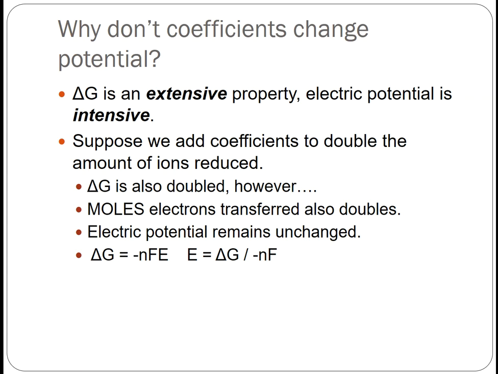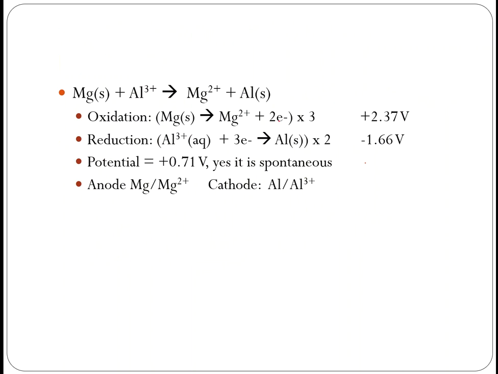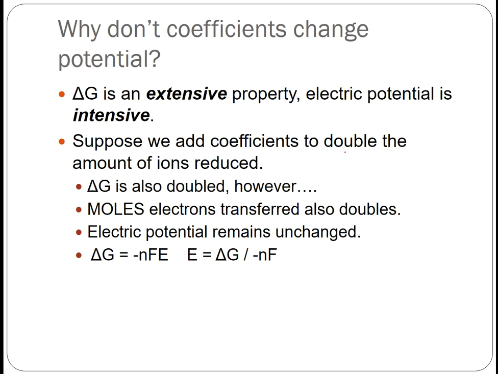So why is it, you ask? Why is it that when you have to change the coefficients, like we were doing on the last slide, like when you have to multiply this whole thing by 3 and this whole thing by 2, you'd think you'd multiply those. Why don't you? Delta G is an extensive property.